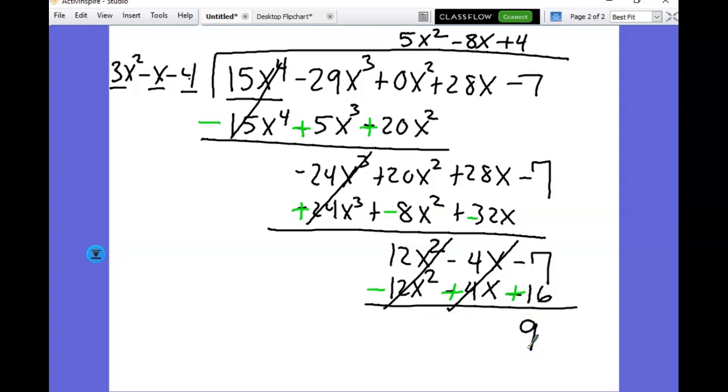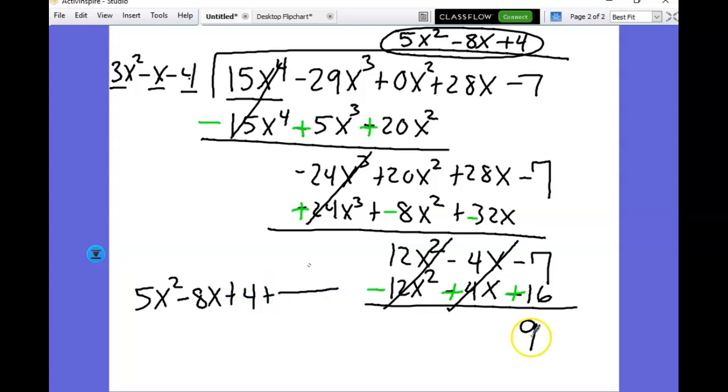Okay. Then we want to know how to write our final answer. My final answer is what we have up here at the top. It's known as your quotient. 5x squared minus 8x plus 4 plus the remainder, which is 9, over my divisor, which is 3x squared minus x minus 4.